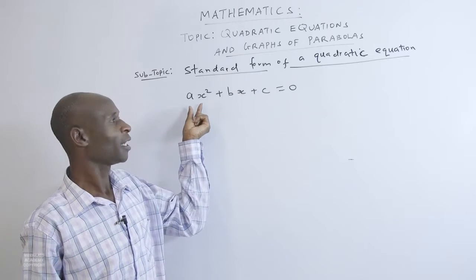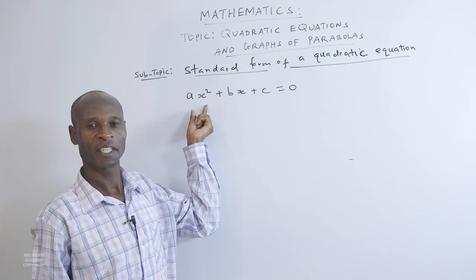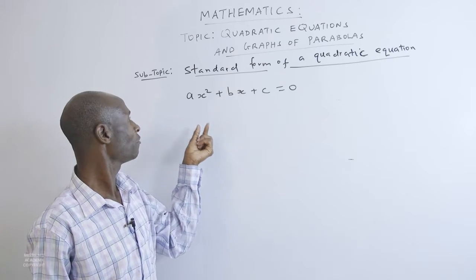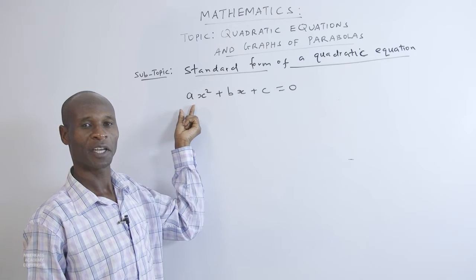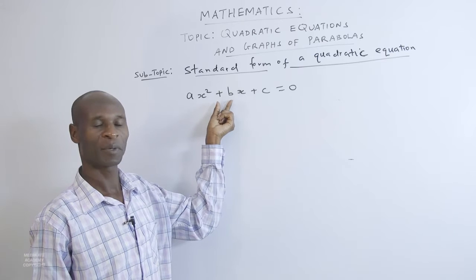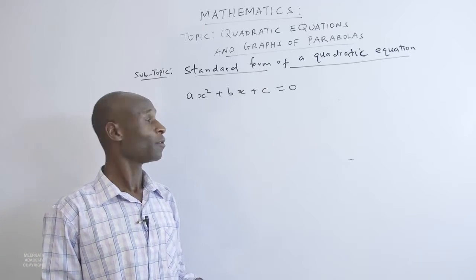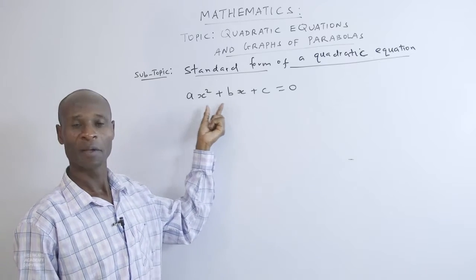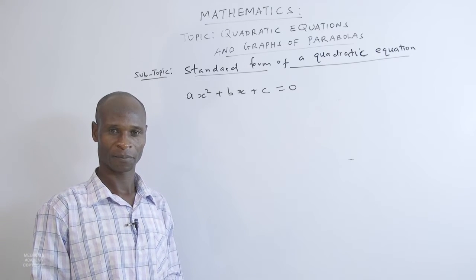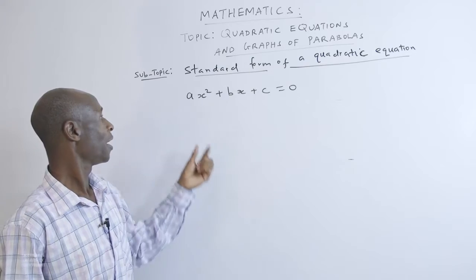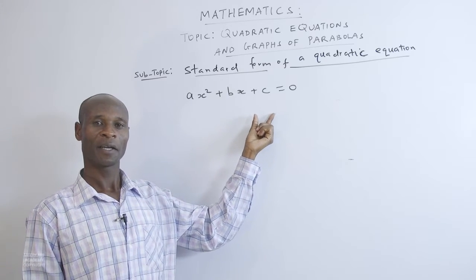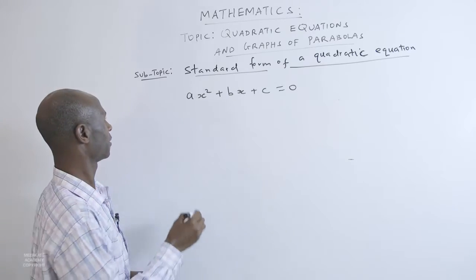So in this particular standard form of a quadratic expression, it's important for us to understand what A represents, what B represents, and what C represents. Now, class, what does A, B, and C represent? A, B, and C are constants.